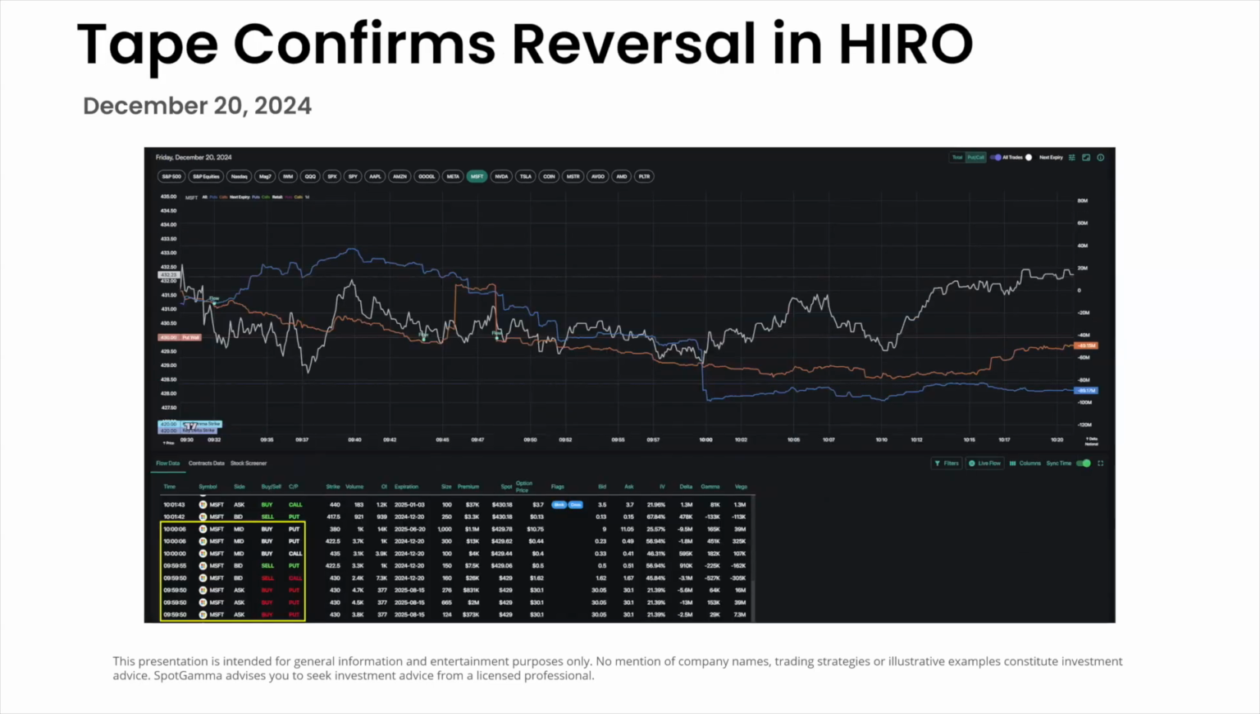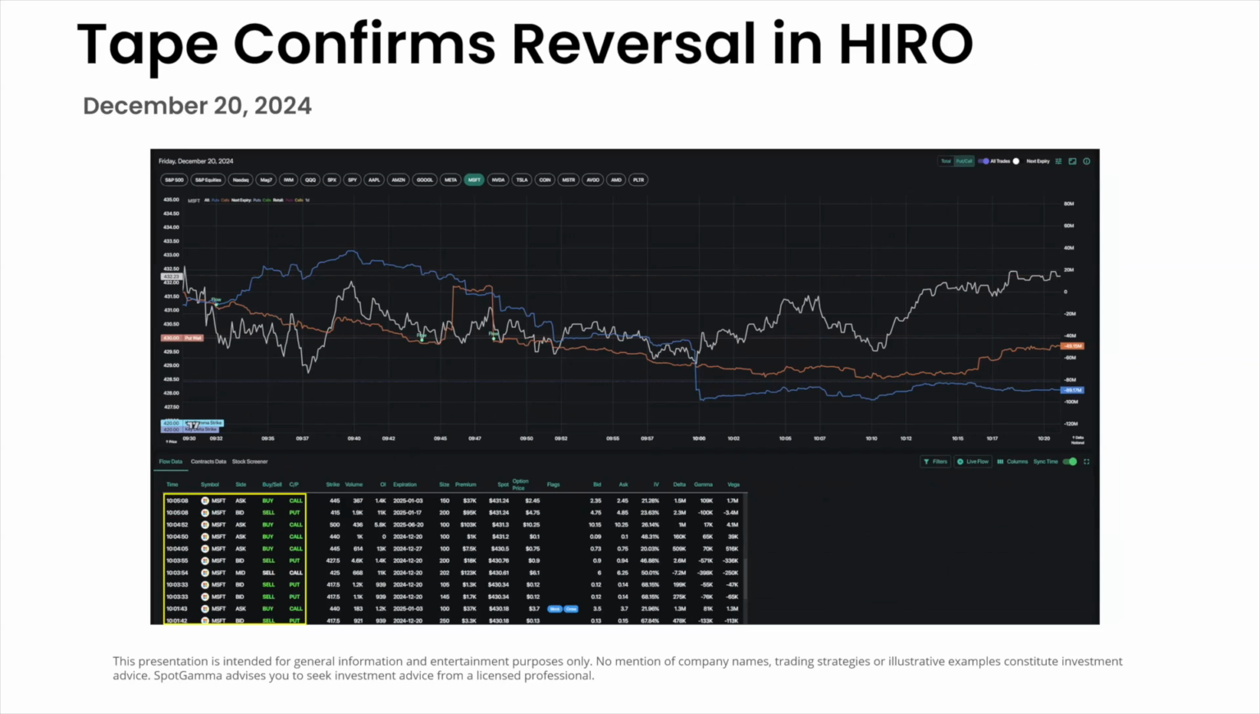The next two HIRO charts show details of flow data at 10 a.m. with tape flow data in the HIRO bottom drawer. The first chart shows that traders were buying puts and selling calls until 10 a.m. The second chart shows traders were buying calls and selling puts after 10 a.m. This flow data helped to confirm the shift in hedging flow from negative to positive delta and the reversal higher at the 430 put wall.